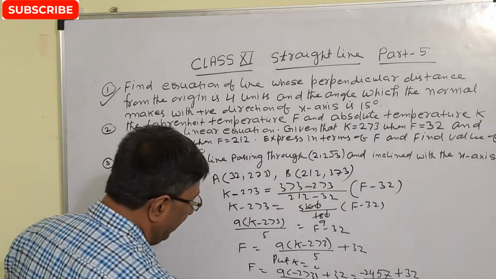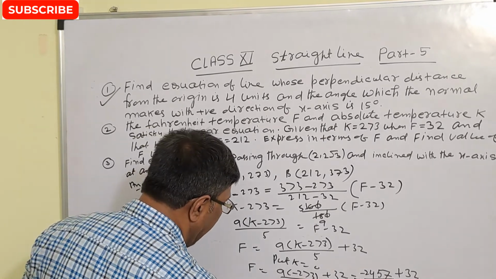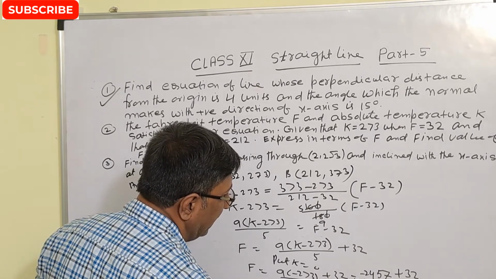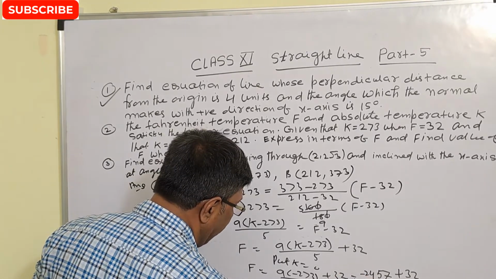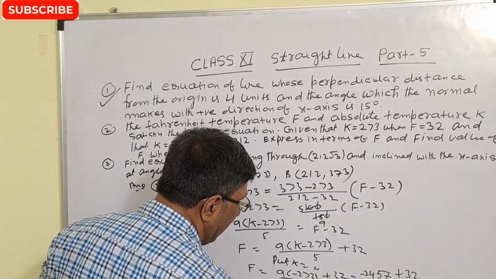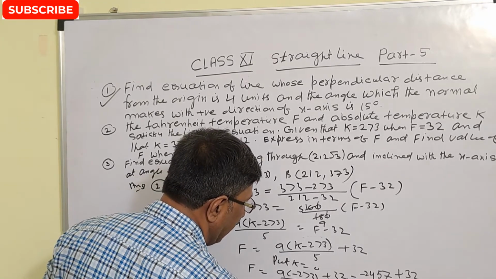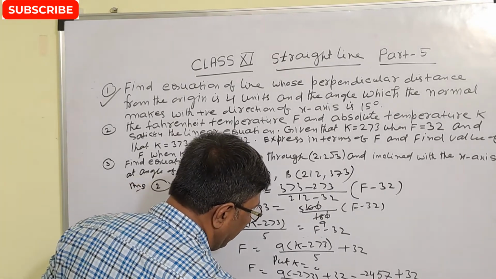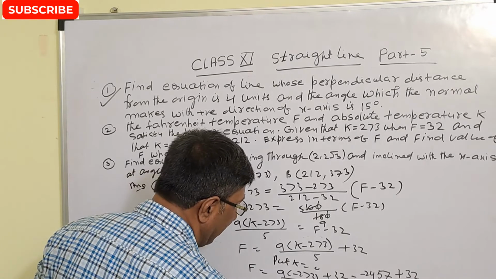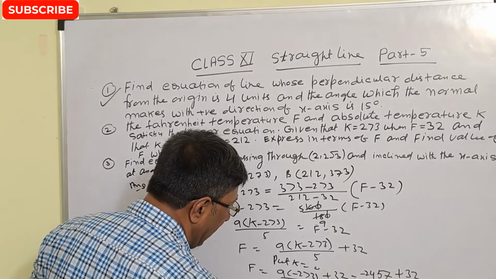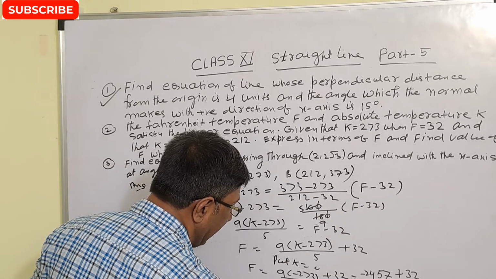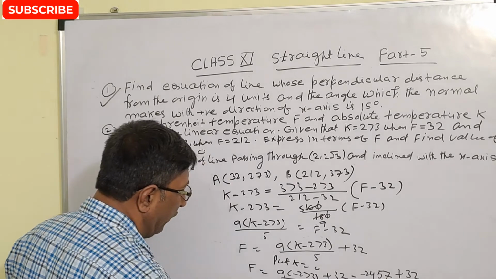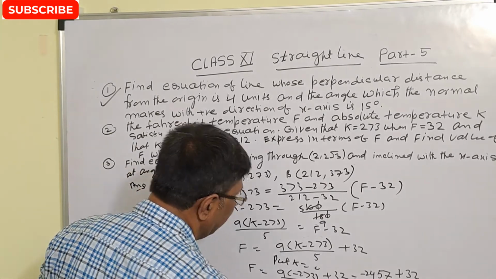So we can write this: 5 4s are 20, 4 remains. So 5 9s are 45, 5 1s are 5, 5 4s are 20, plus 32. Right? So this is 32.0, so subtract this number: 4 minus 0 is 4, 11 minus 2 is 9, 8 minus 3 is 5. So this is minus 459.4. So this is the right answer.